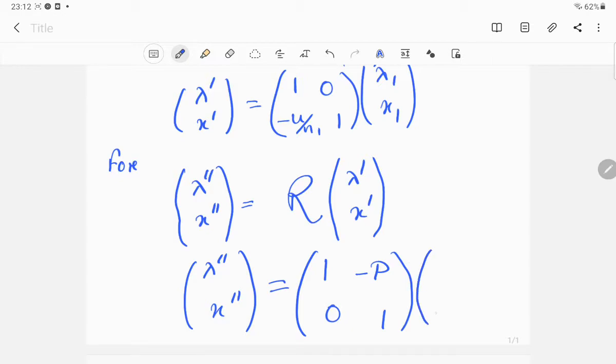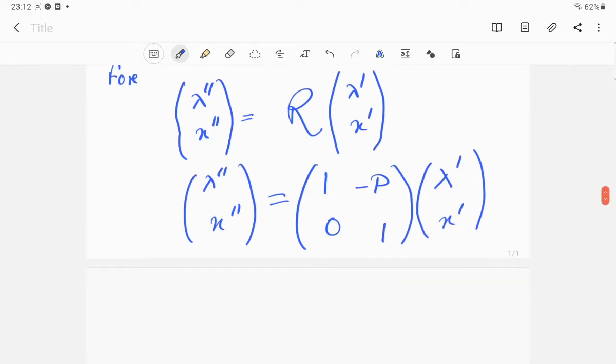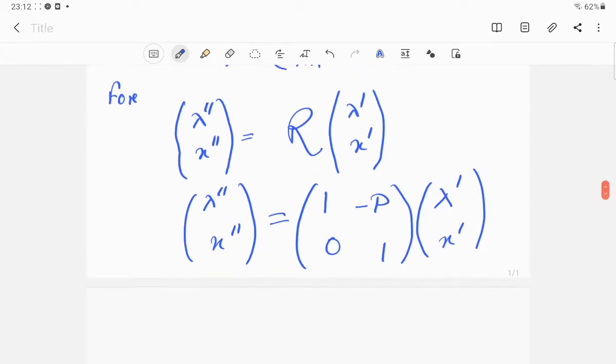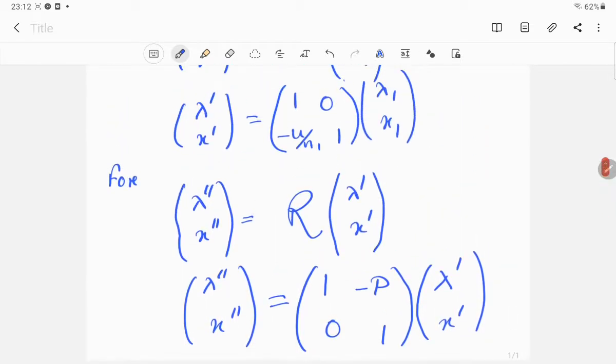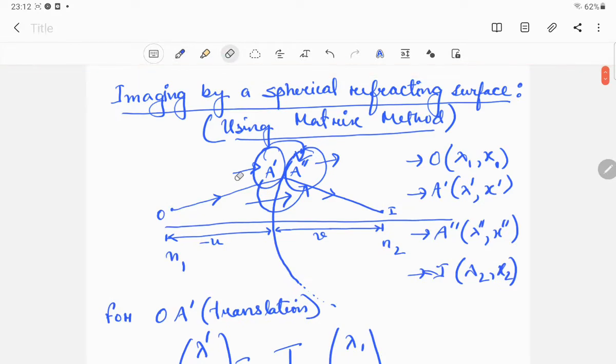If you don't remember the refraction matrix, you can turn back to your notes from the previous series and understand. Here p is nothing but the power of that particular lens or refracting surface. What p was has been mentioned several times in the notes as well as in the video, so if you don't remember, you can go back and check. Now this is for A' to A''. Then what is the last stage?